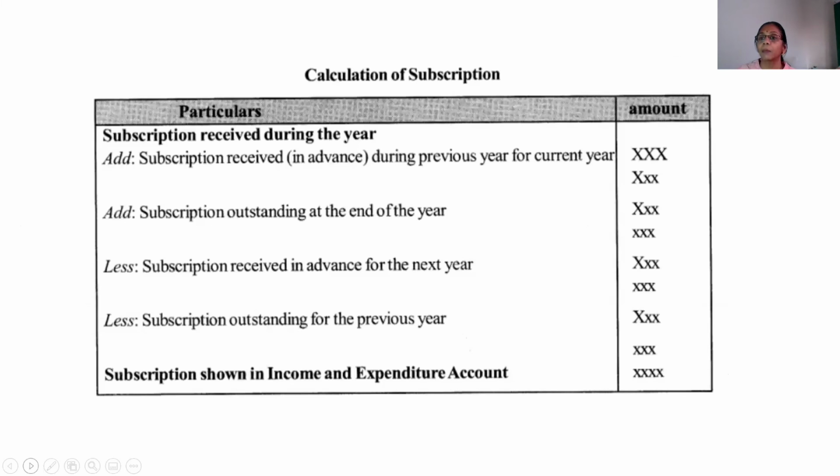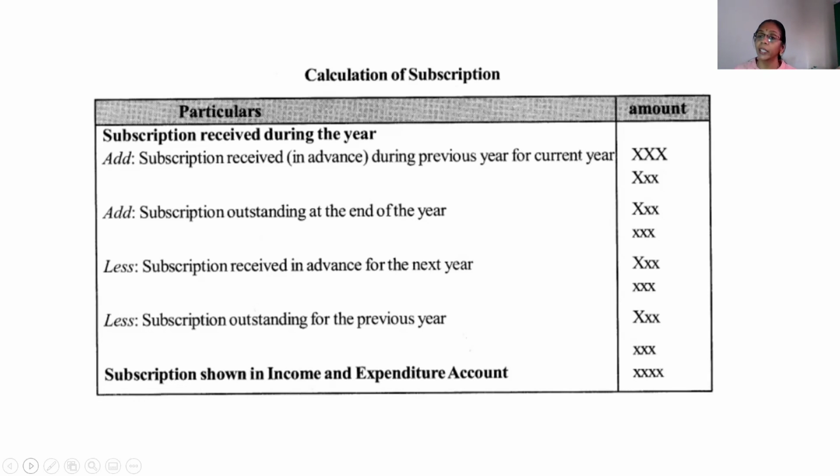Now I will show you an example here, a very simple example. What we have discussed, I have taken an example of subscriptions. Remember, subscriptions represent the membership fees receipt. It is a receipt. I have taken a receipt to depict all these adjustments. Now they have given you subscriptions received during the year. So how do you make these adjustments? Look at this chart which appears on the screen. Subscriptions received in advance during the previous year, that is, for the current year only, you have received it in the previous year. So that belongs to the current year, you need to add it.